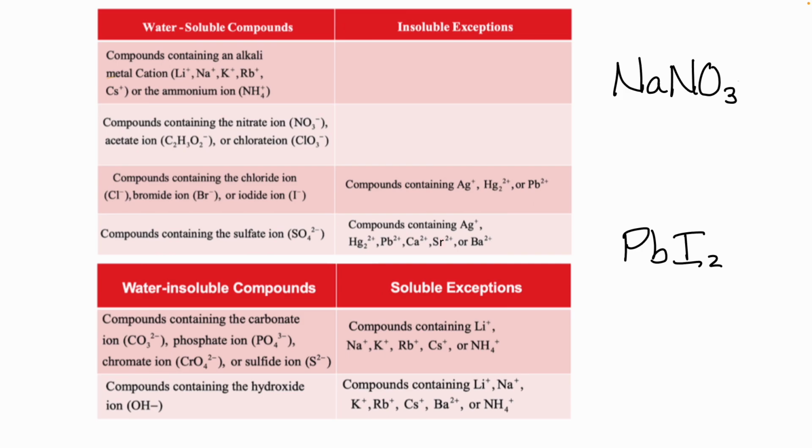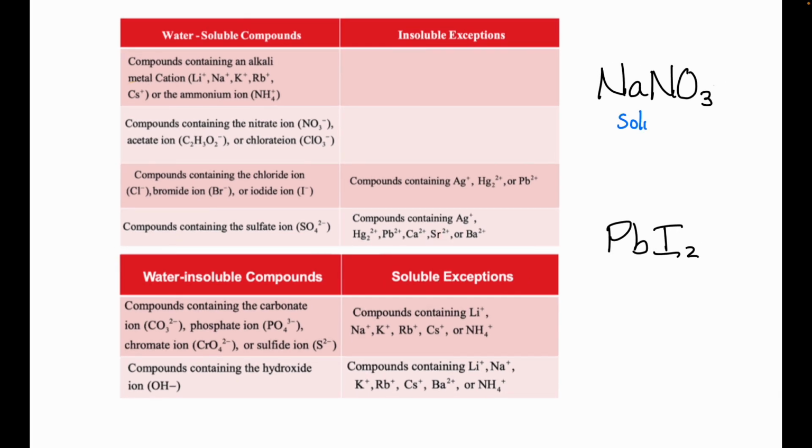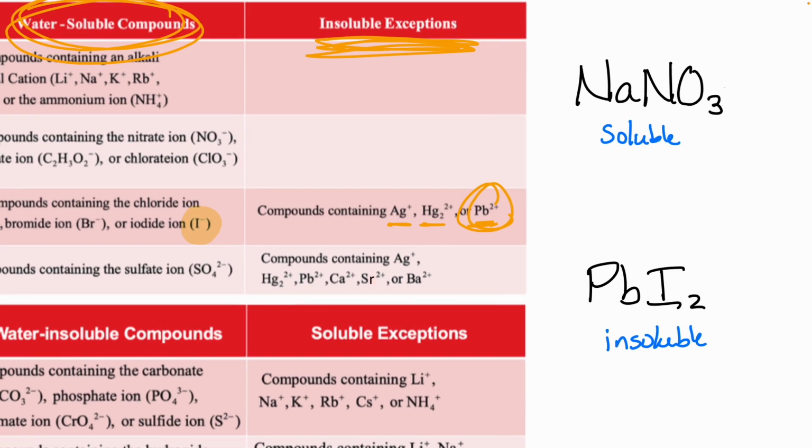Sodium nitrate, what do we got? Soluble. We could look up either our sodium ion or our nitrate ion and see that there are no insoluble exceptions. And what about that lead 2 iodide? All right, so we look up our anion, the iodide, and this tells me that most iodides are soluble, but there's an exception for iodides that are paired with silver, mercury, or lead, and this is, of course, lead, so this is insoluble. All right, so this will help us determine our states of matter here.